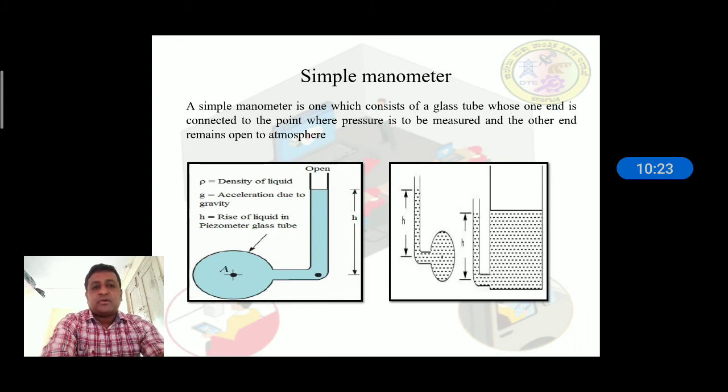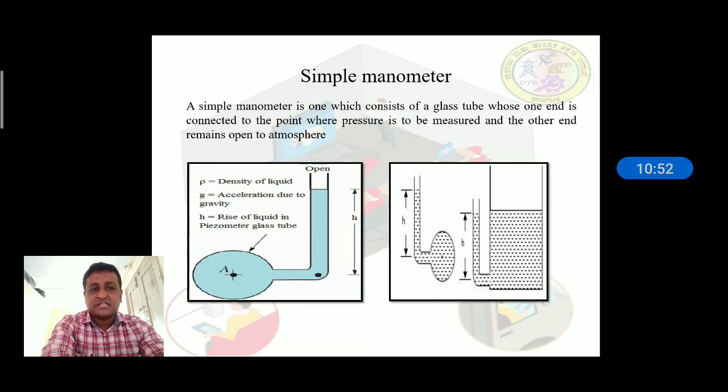The simple manometer is one which consists of a glass tube whose one end is connected to the point where pressure is to be measured and the other end remains open to the atmosphere. Pressure is applied onto the fluid, and we get a head, indicated by the letter H. By using that, we can easily measure how much pressure is in the line.